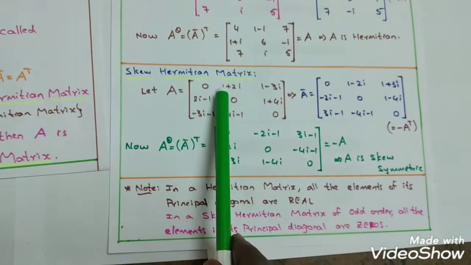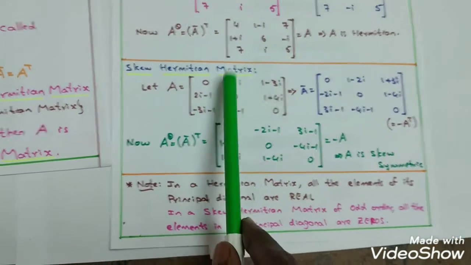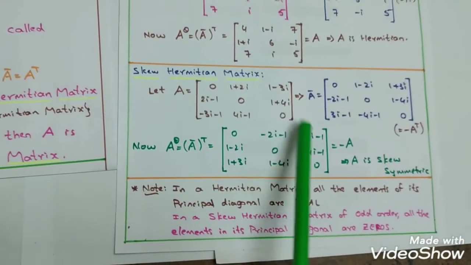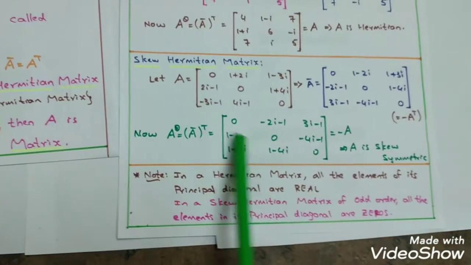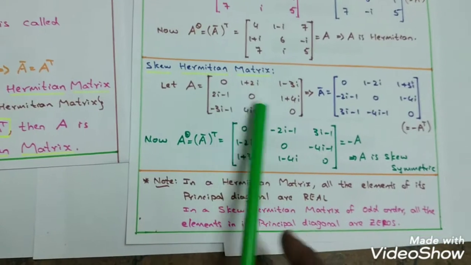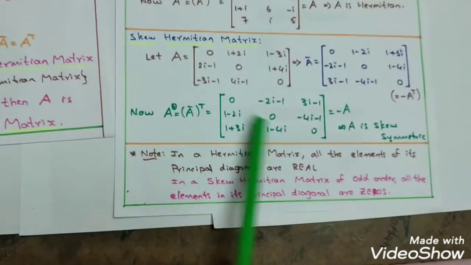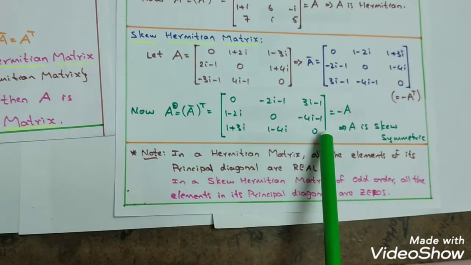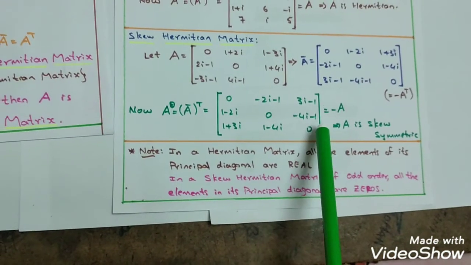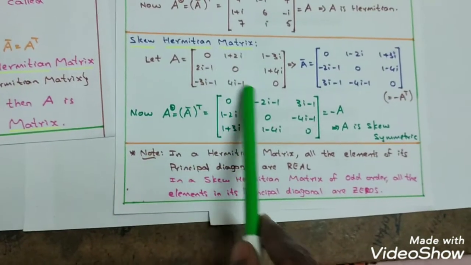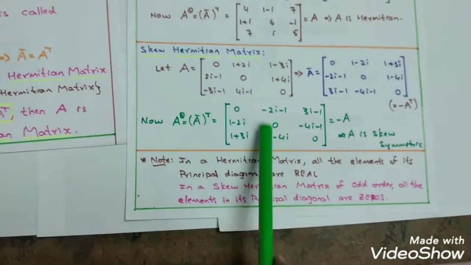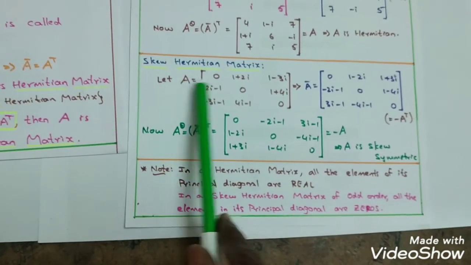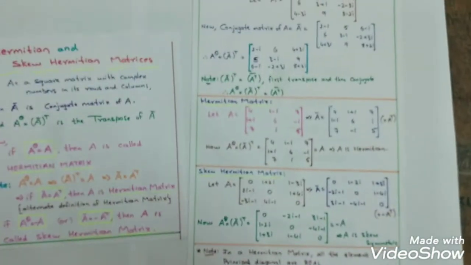See, 1 plus 2i means minus 2i minus 1, both positive, both negative. Here 1 minus 3i, here 3i minus 1, minus 3i means plus 3i, plus 1 means minus 1. See, all elements will be same. So this is a skew Hermitian matrix. In a skew Hermitian matrix, if the order of the matrix is odd, like 3 by 3 or 5 by 5, then the principal diagonal elements must be zeros. Principal diagonal elements must compulsorily be zeros. Then only we can have a skew Hermitian matrix of odd order. So this is the synopsis about Hermitian and skew Hermitian.